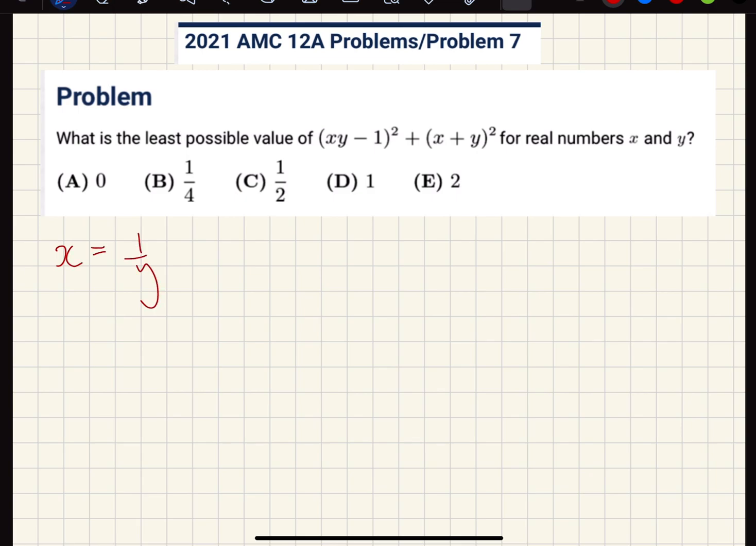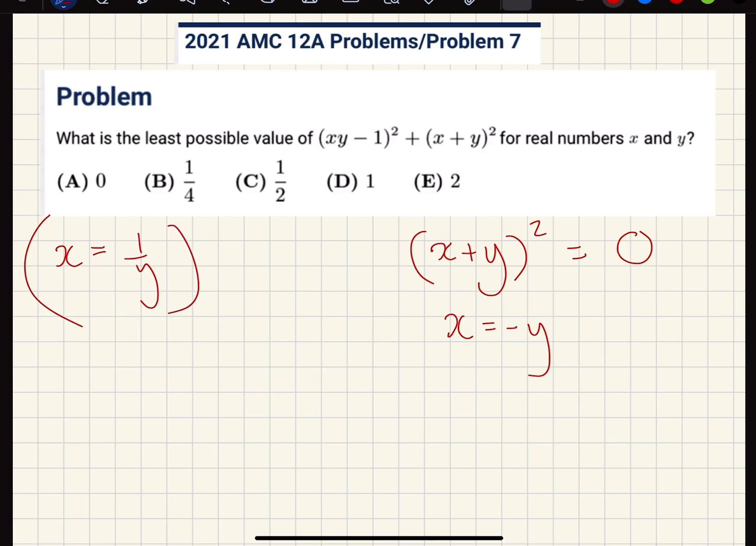Now let's look at the second bit. When would this be at its smallest value, its least possible value? Well, the square of anything, the least value it can take is 0. So what this means is that x would be equal to negative y, its additive inverse. So now we've got this interesting competition. We're saying it's got to be somewhere between its multiplicative inverse and its additive inverse.